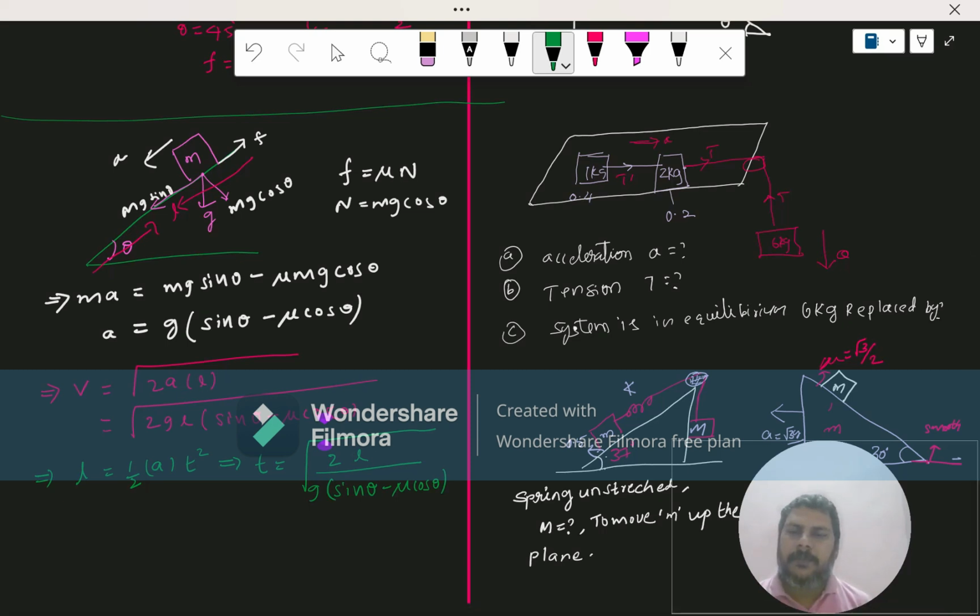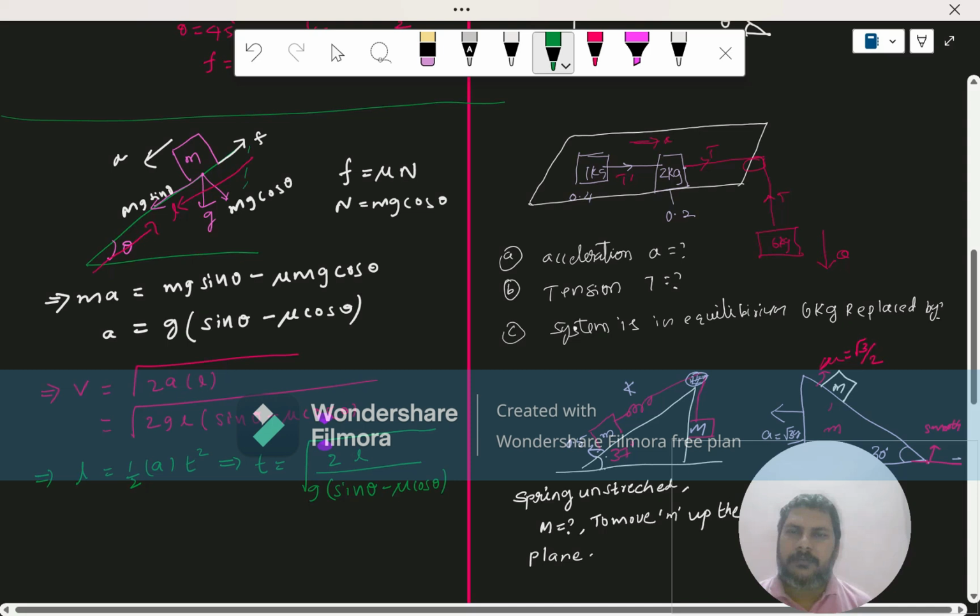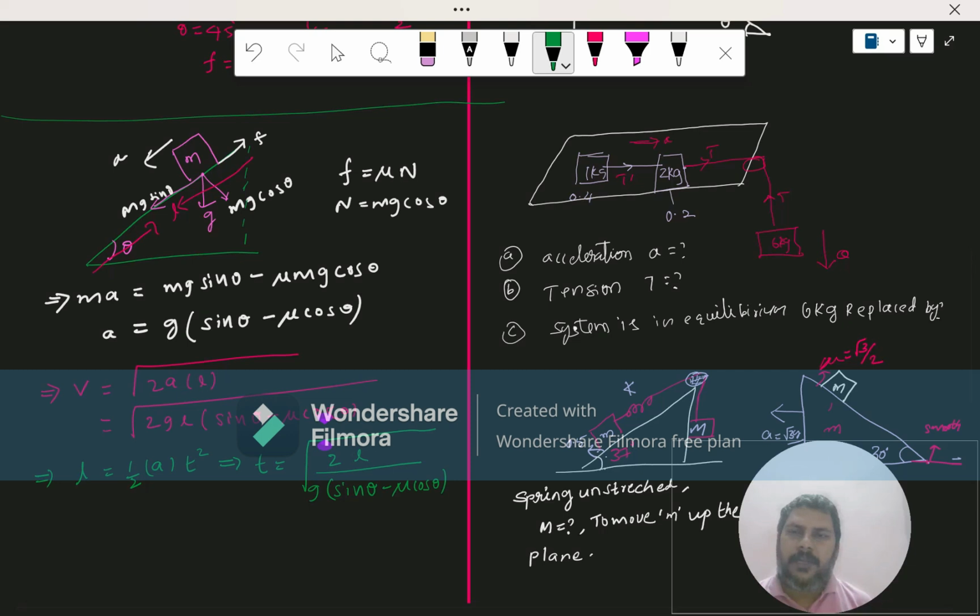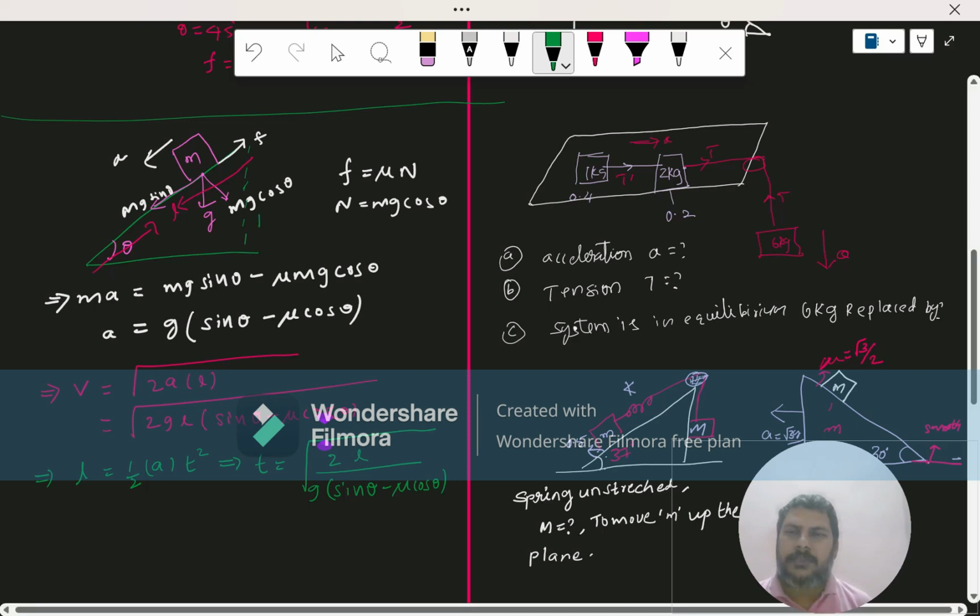Now see, in place of L, sometimes they can give the H value. L will not be given, but the height of the inclination will be. Or in place of theta they will mention the inclination as 1 in x, or 3 in 5, like that in the questions. So 1 in x means 1 is the height and x is the hypotenuse, so L is equal to x.